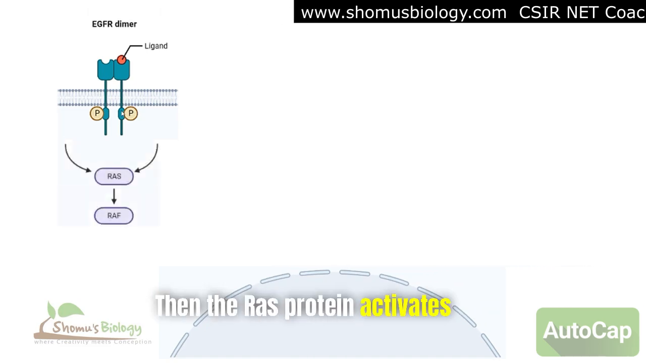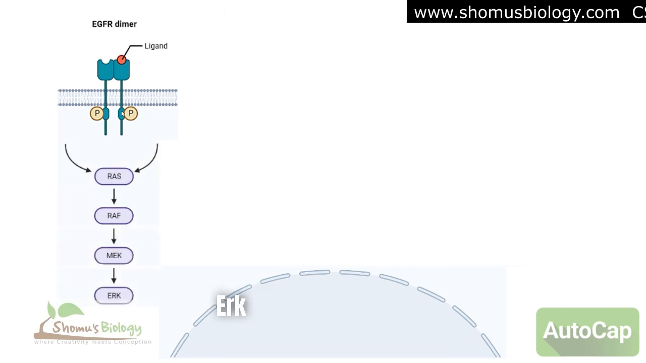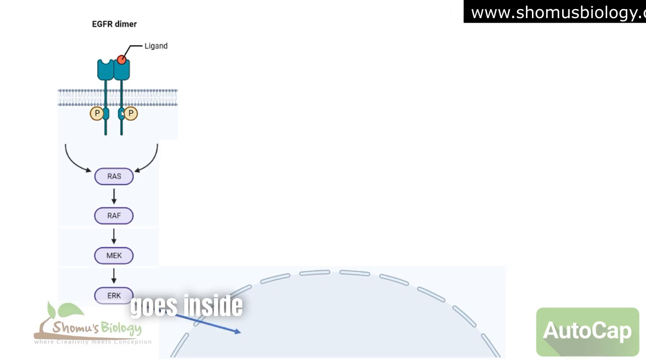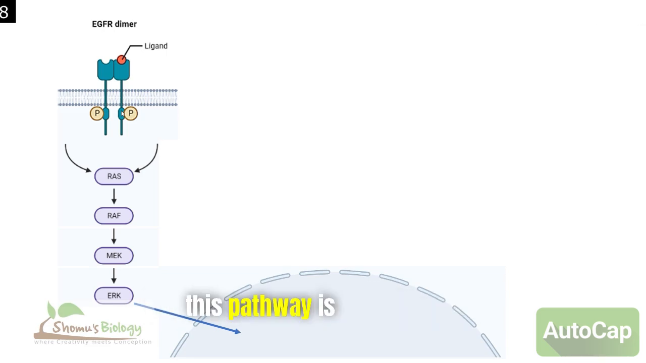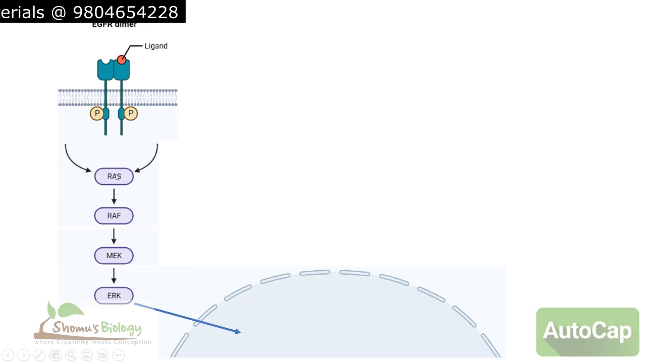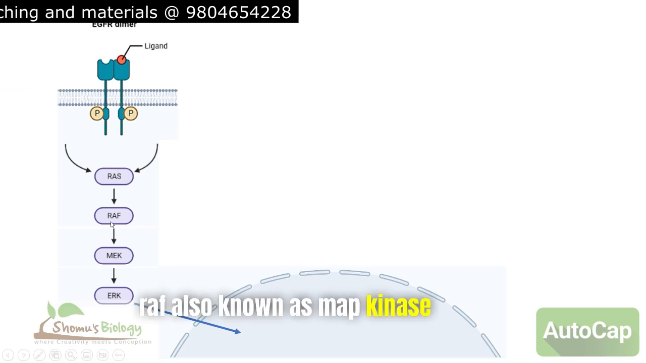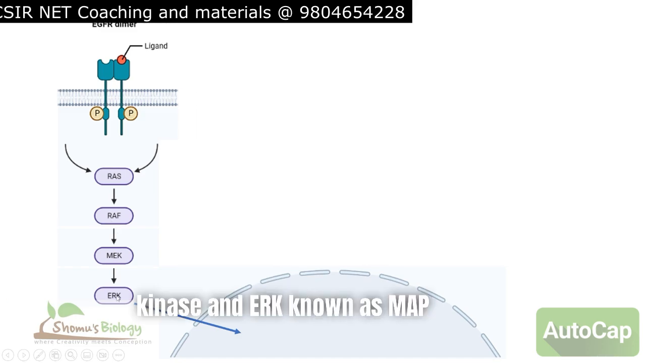Then the RAS protein activates RAF protein. RAF activates MEK, and MEK activates ERK, and finally the ERK goes inside the nucleus and can cause the transcription of specific genes that allow the cell to grow and divide. This pathway is very similar to the MAP kinase pathway, and this is itself a MAP kinase pathway where RAS is the activator in the cytosol, and then we have RAF, also known as MAP kinase, MEK known as MAP kinase, and ERK known as MAP kinase.